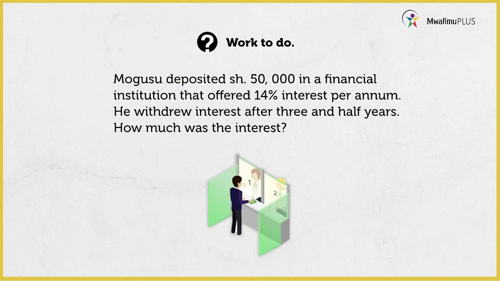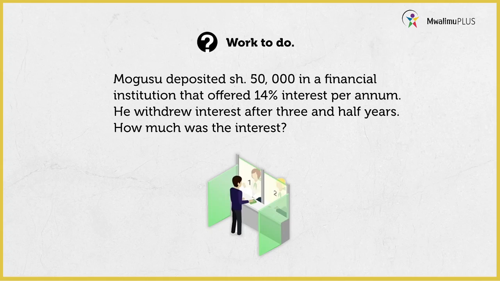Mogusu deposited 50,000 shillings in a financial institution that offered 14% interest per annum. I wanted you to understand this term, per annum. Remember, per annum means every year. So this 14% as interest was offered every year. So he withdrew interest after 3.5 years.